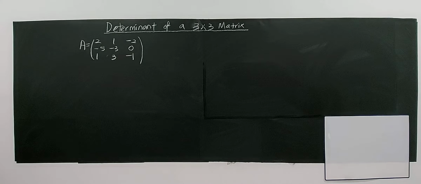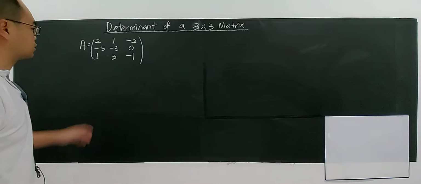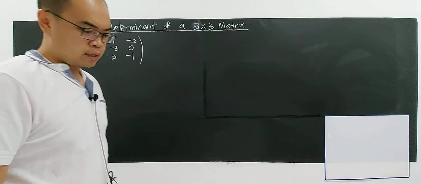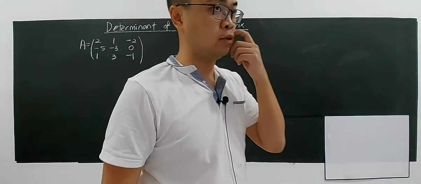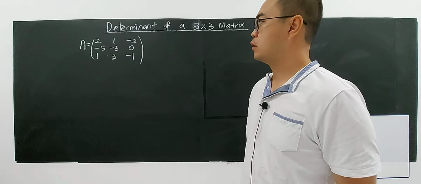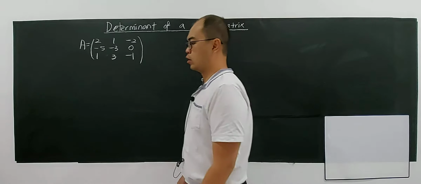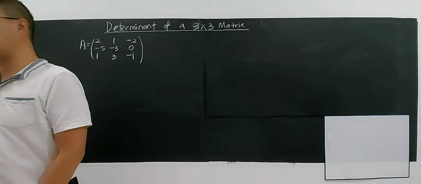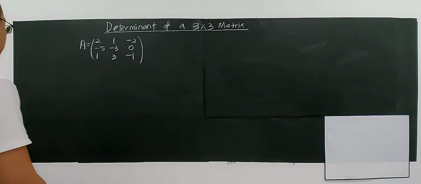Alright, in this video, I'm going to talk about how to find a determinant of a 3 by 3 matrix. If you want to find the determinant of a 3 by 3 matrix, you can use any row or column. For example, you can use the first row.